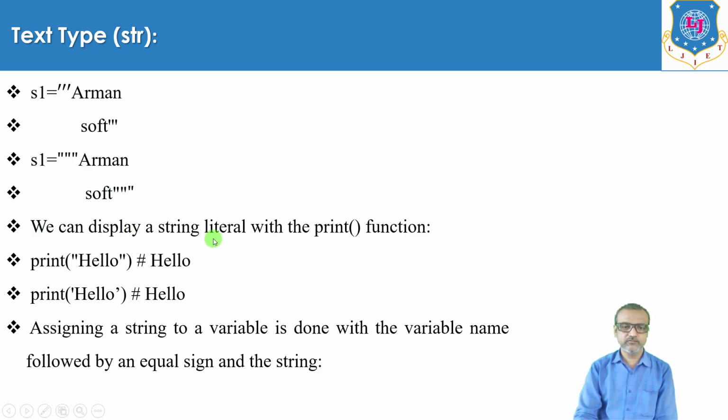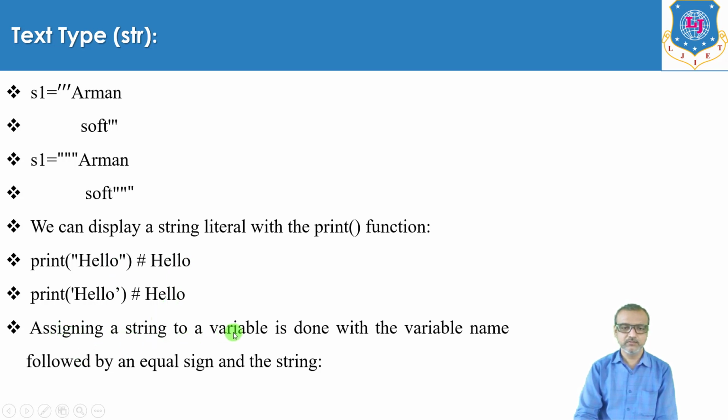We can display a string literal with the print function. How? I will just make you understand with the help of example. If you write down print hello, what will be the output of this print statement? That is hello. Similarly, for this statement, print of hello, it will give us the output as hello. Here you can see we have shown the string in single quotes, and over here we have shown the string in double quotes. In both the cases, we will have the same output, that is hello.